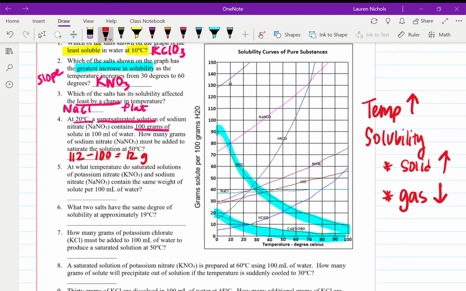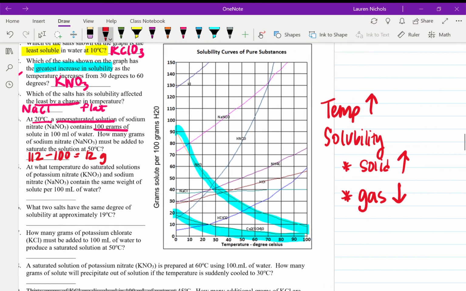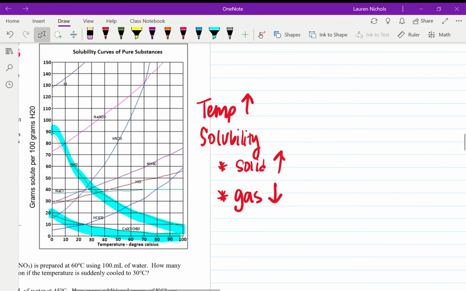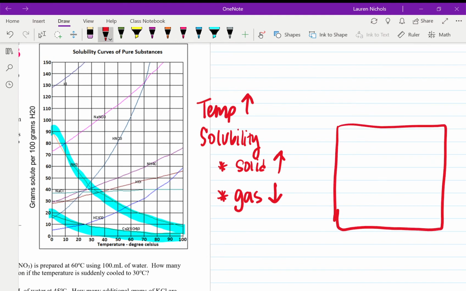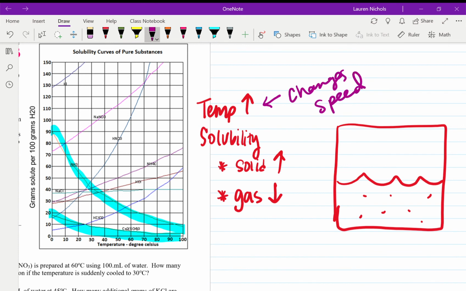Now, it's super important to understand why this happens, because it's great to know the trend, but keep in mind, when you have a gas, and let's say this is a can of soda, and you have this solution, and you have molecules of gas. Well, those molecules of gas are bouncing all around the solution. They're moving, moving, moving. But temperature changes the speed that the atoms are moving at.